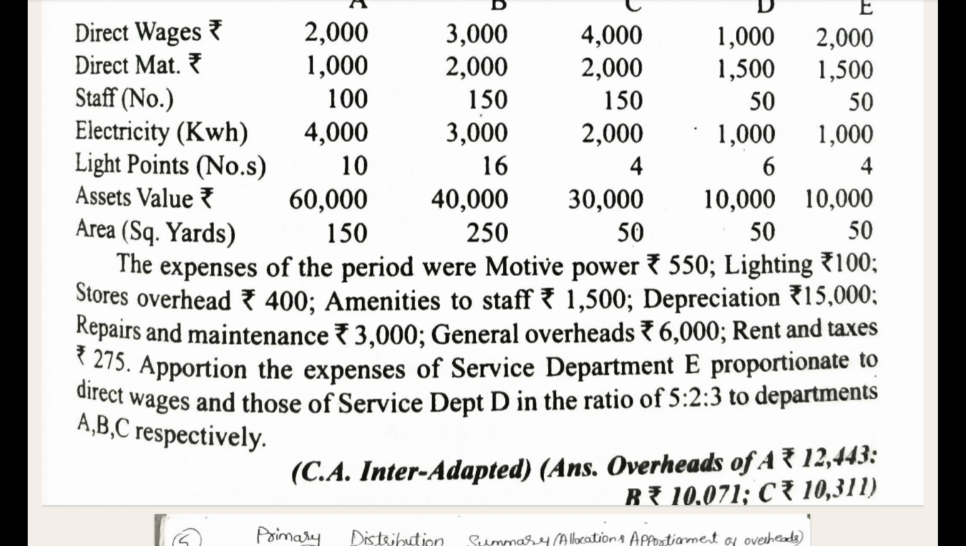Apportion the expenses of service department E proportionate to direct wages. So service department E expenses, when we reapportion to the production departments in the secondary distribution table, at that time we have to take the ratio of direct wages. And service department D expenses are in the ratio 5:2:3 to the departments A, B, C respectively.